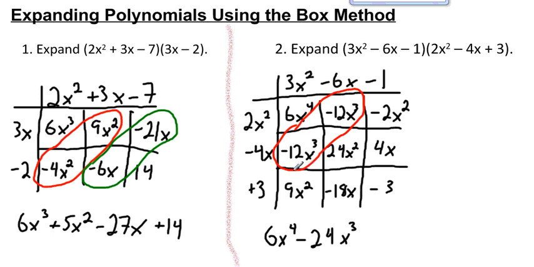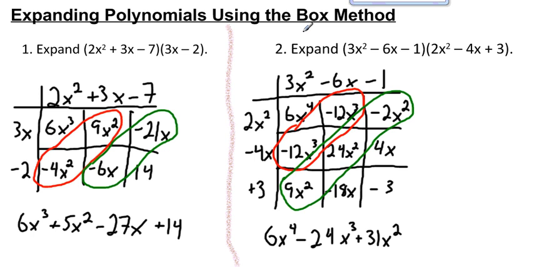Then we'll put our x squareds together. So we have 9x squared plus 24x squared minus 2x squared. So 9 plus 24 is 33, minus 2 will be 31. So we will have 31x squared.